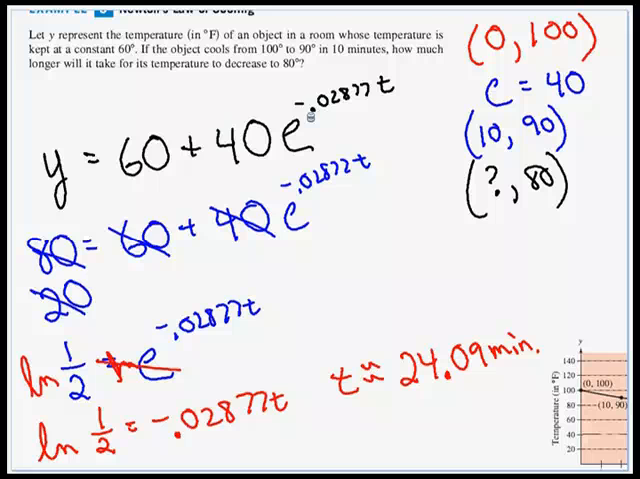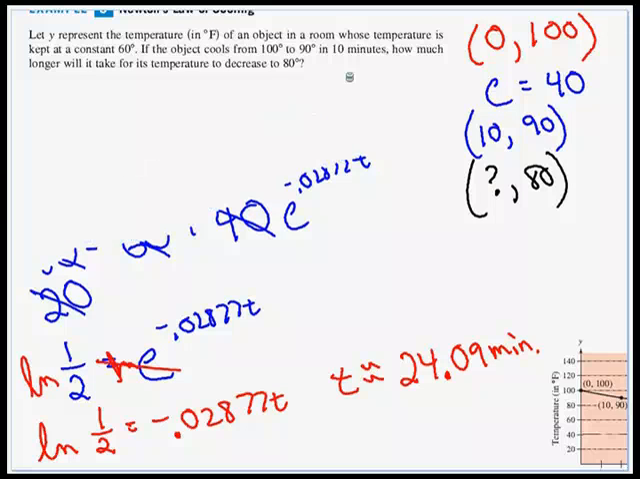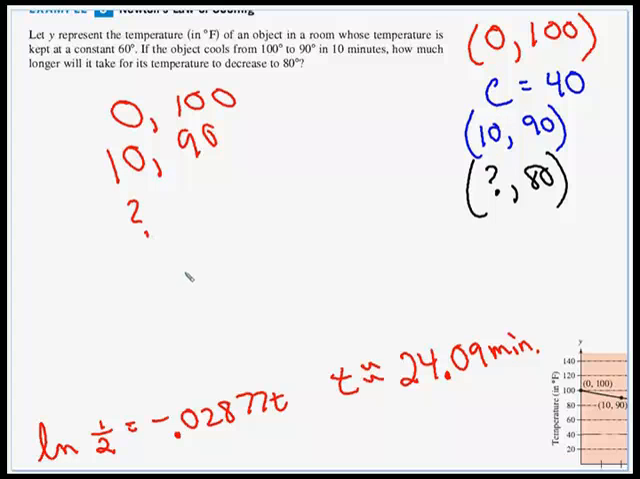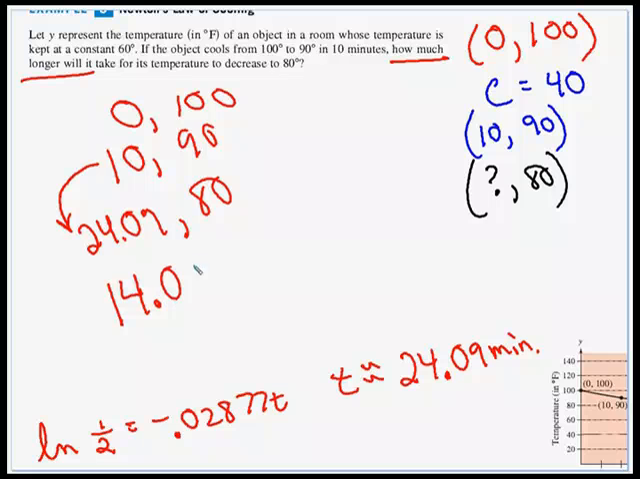Is that how much longer it takes to get down to 80 degrees? Be careful on a multiple choice test. On the AP test, if it was multiple choice, that would be one of the decoy answers, 24.09 minutes. Remember, when we started, at time 0 it was 100. At time 10 it was 90. They said approximately how much longer would it take to get down to 80 degrees. We know that 24.09 minutes got us down to 80 degrees, but the question was worded, how much longer will it take to get to 80? So how much longer is the difference between 10 and 24.09? So it's going to require approximately 14.09 more minutes to cool down to 80 degrees.